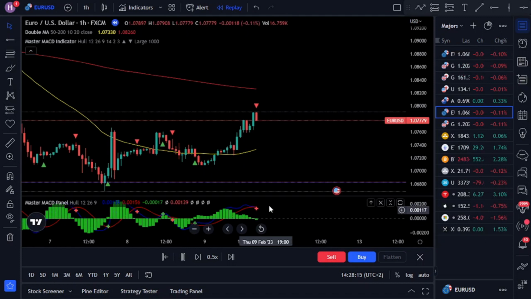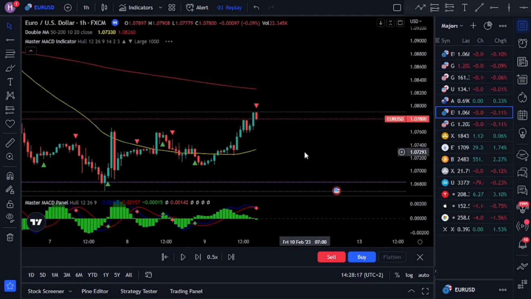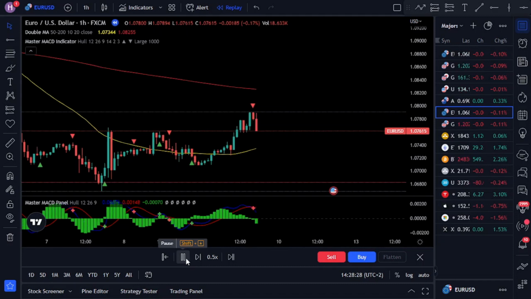Next, we need to wait for a sell signal to be printed in the market. You will see an X is printed on the master MACD panel and on the indicator. Wait for the candle to close before placing your trade. Once the candle has closed, the prevailing signal is printed in the market.